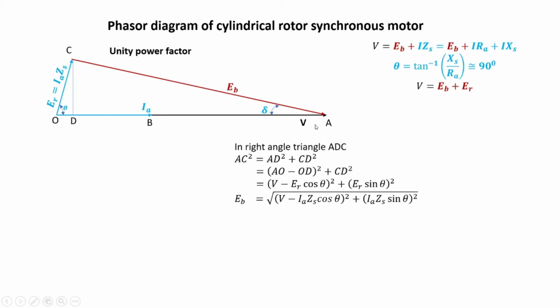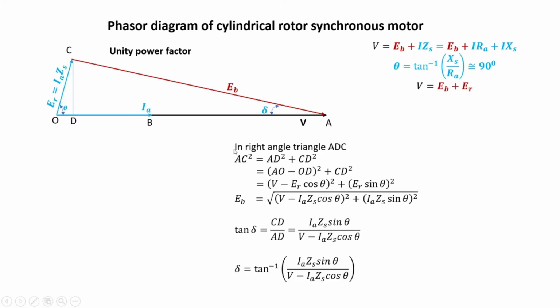So from this right angle triangle ADC we can find out the expression for delta. Tan delta is equal to opposite side CD divided by adjacent side AD. So tan delta is equal to IAZS sin theta divided by (V minus IAZS cos theta). So delta can be obtained as tan inverse of IAZS sin theta by (V minus IAZS cos theta).